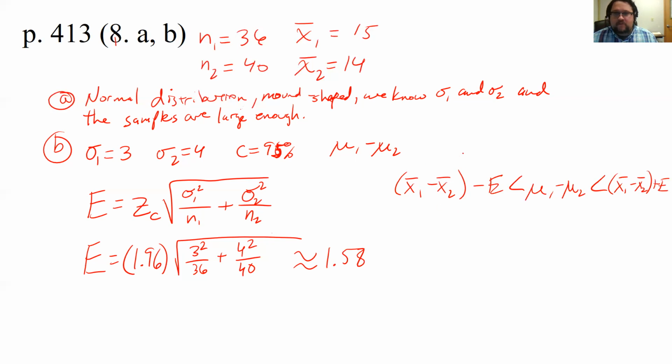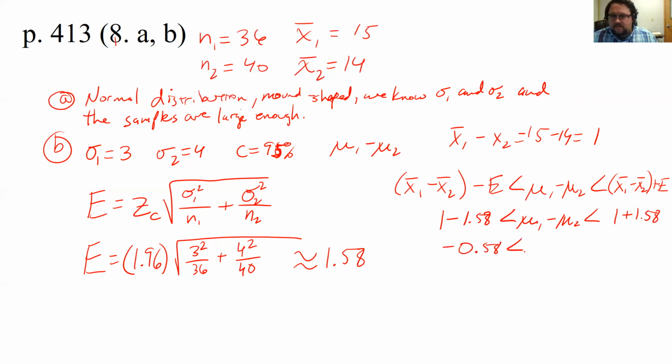Okay, so what's x1 minus x2? x1 minus x2, 15 minus 14 equals 1. So 1 minus 1.58, and 1 plus 1.58. So the difference between our means is somewhere in this interval here. So somewhere between negative 0.58 and positive 2.58.